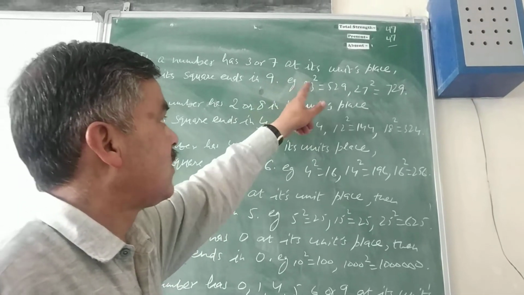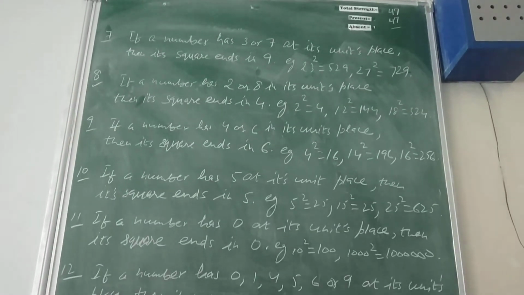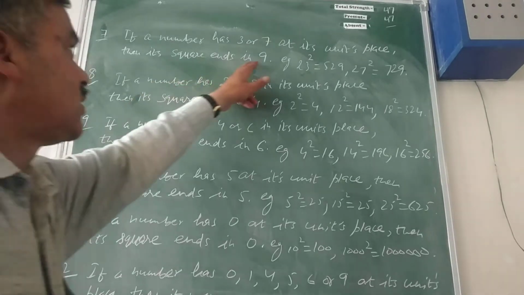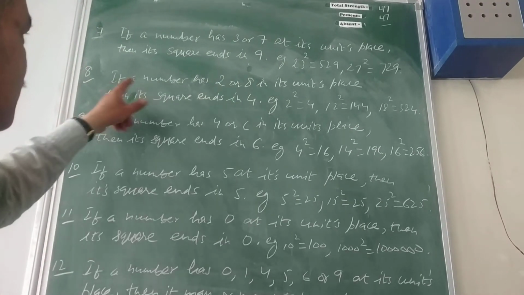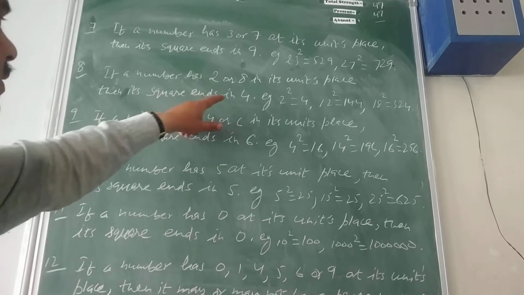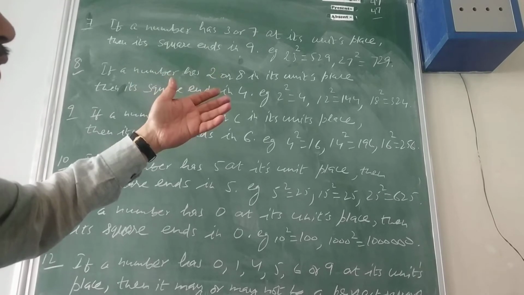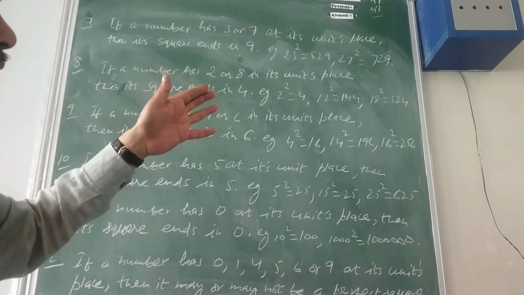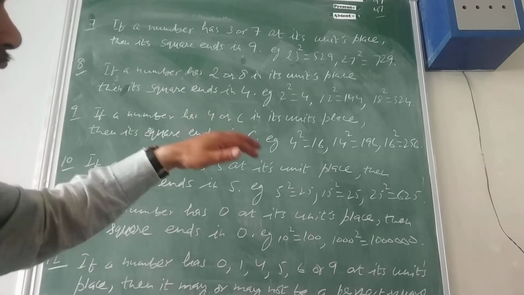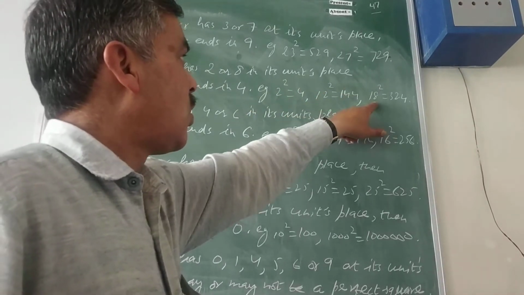So unit place will always be consisting of 9. So that's why those squares will always be ending with the number 9. If a number has 2 or 8 in its units place, then its square will always end in 4. 2 square is 4, so 22 square 484. Means whenever you are multiplying 2 at unit place, your result will always be ending with 4. Whether that is 2, whether that is 12 or 8 also.